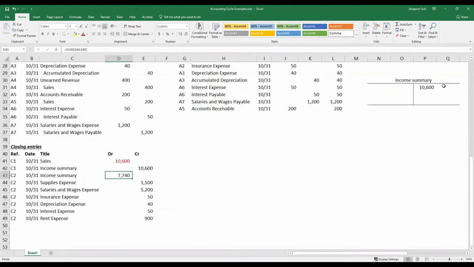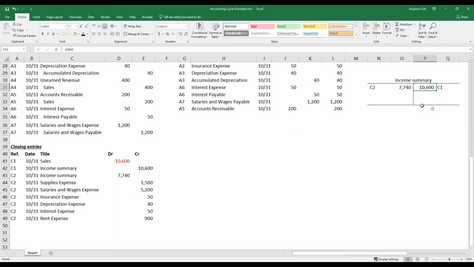What we did is, C2, we've debited income summary 7740. Right, 7740. Then, what's the difference? How much is the difference? I'm asking you this because income summary itself is another temporary account. So you need to zero it out. Then how do you zero it out?